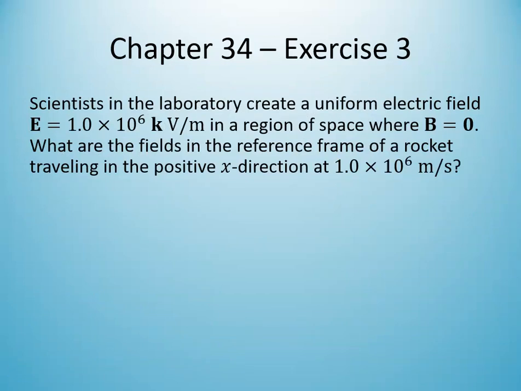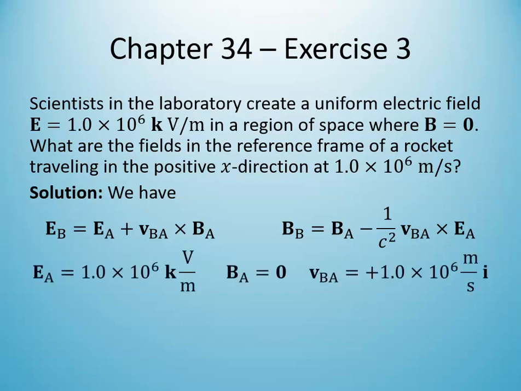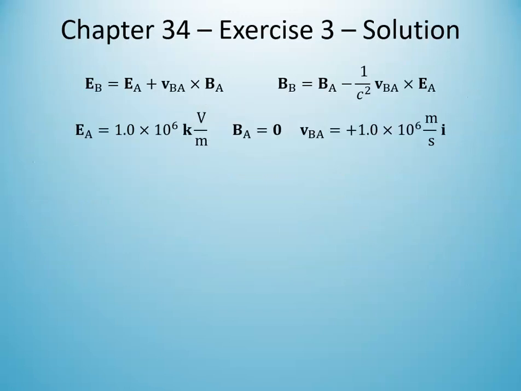So in the next problem, we're told scientists in a lab frame create an electric field of 1,000,000 volts per meter in the direction of the positive z-axis in a region of space with no magnetic field. So the question is, what are the fields in the reference frame of a rocket traveling in the positive x direction at 10 to the 6th meters per second? So in this case, we have these two equations for how the electric and magnetic fields transform, and we have our givens. So now it's just time to plug stuff in.